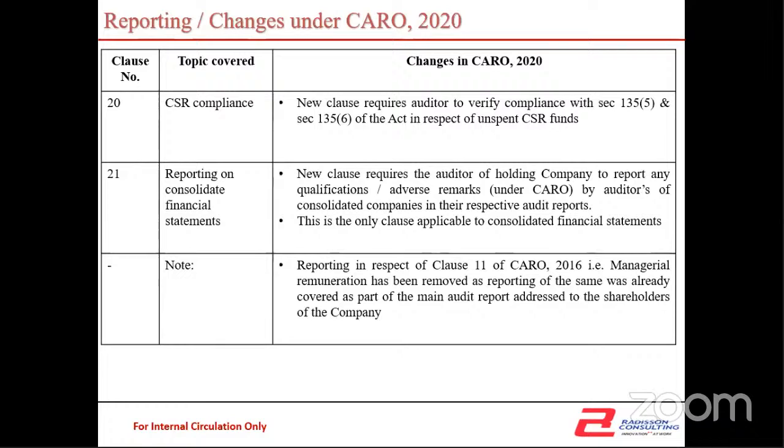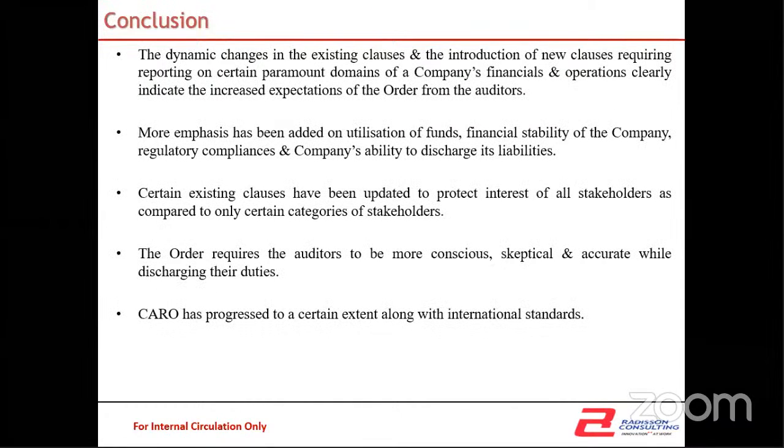And last, note that reporting in respect of clause 11 of CARO 2016, that is managerial remuneration, has been removed, as reporting of the same was already covered as part of the main audit report addressed to the shareholders of the company. The main audit report required the auditor to report on whether the managerial remuneration was computed correctly or not. So in order to remove redundancy and repetition, this clause 11 has been removed, and all the rest of the clauses, as we saw, have either been updated or taken as they are from CARO 2016.